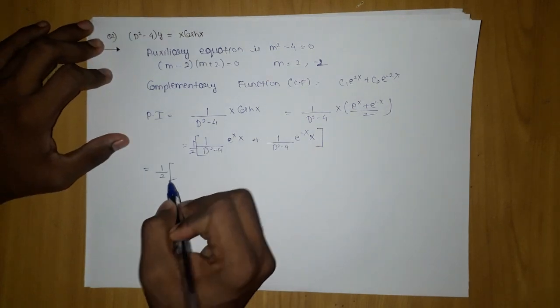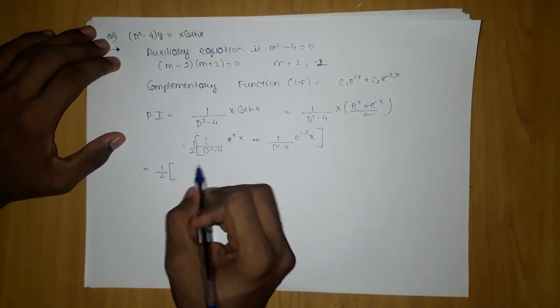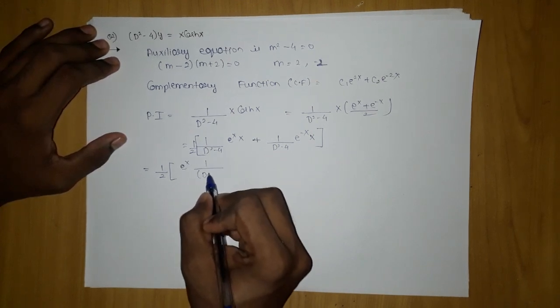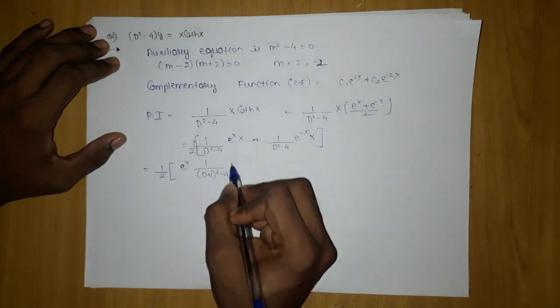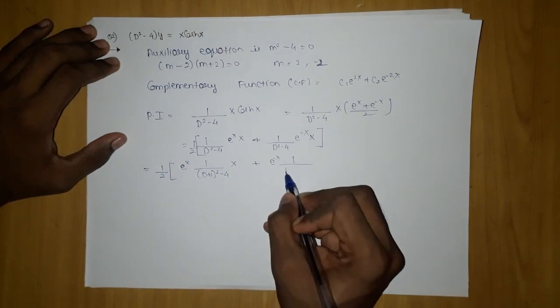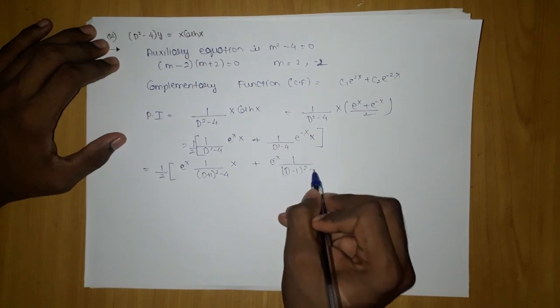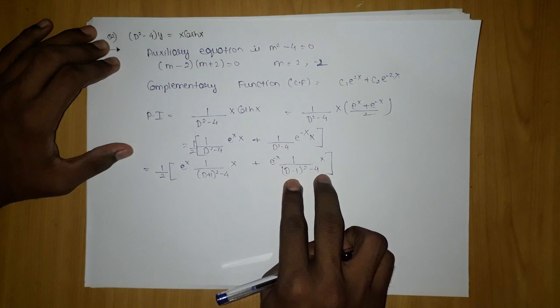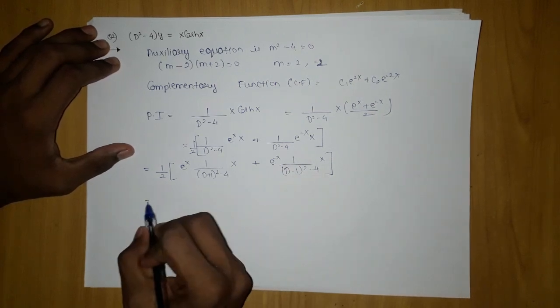1 by 2 will be here, and if you try to solve this, when you shift e power x on this side, you will replace here D by D plus 1 the whole square minus 4 into x, plus here e to the power minus x, when you shift here you will replace by D minus 1 the whole square minus 4 into x. Now they both are of polynomial type, so we are going to solve them.